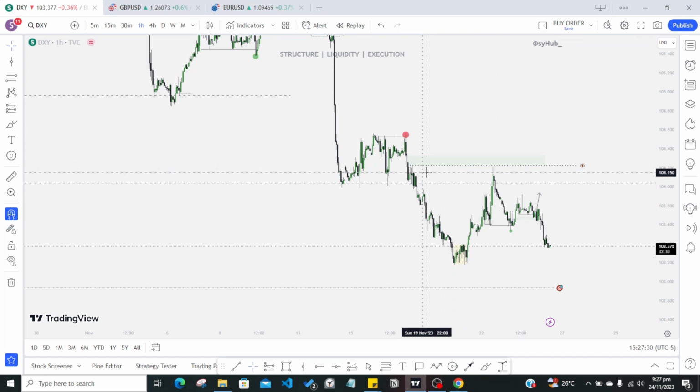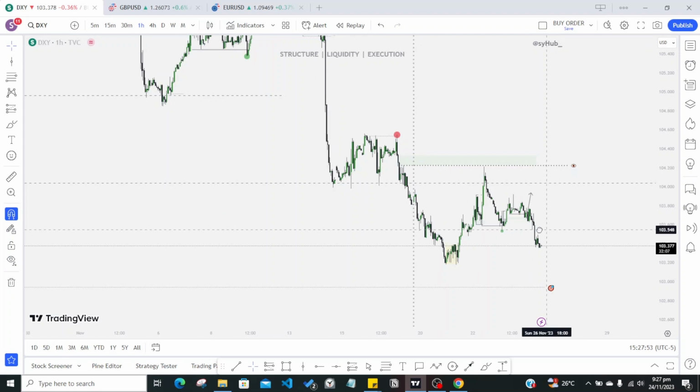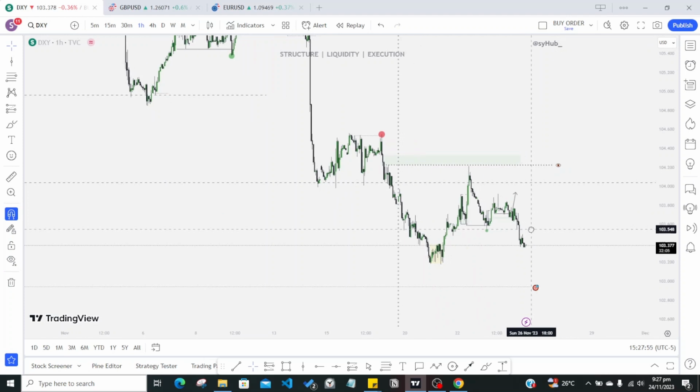But price didn't fill the fair value gap before it rejected the zone. It got up to the fair value gap on Wednesday during London session, and we saw the rejection from that fair value gap without price mitigating it. Since then, price has been bearish, breaking structure to the downside. So how can we use this bias on the dollar index to trade the GBP and Euro USD?